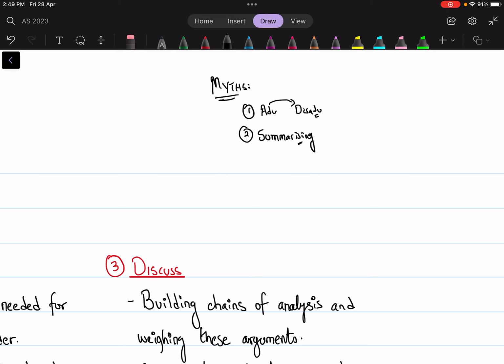In a 12-mark question, regardless of whether it is A2 or AS, you have the marking distribution like this. Evaluation in itself stands for 6 marks. So it is not even realistic to think that if I were to summarize my answers, perhaps I will be doing evaluation. No. Summarizing your answers or your points will yield no marks at all.